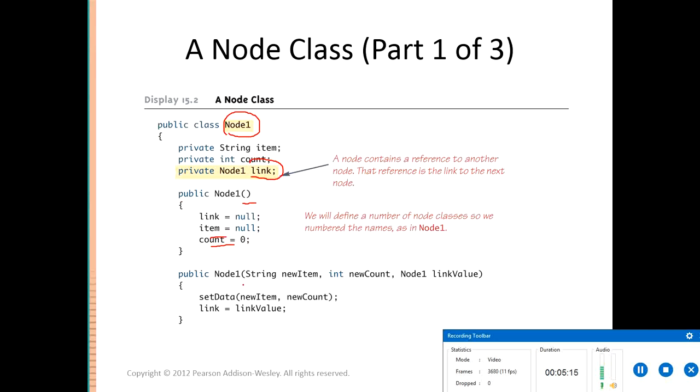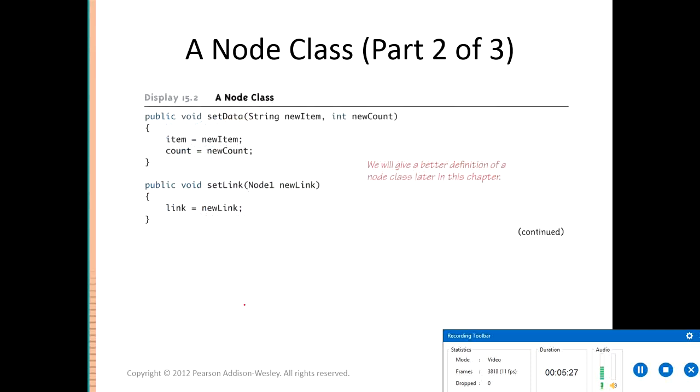Then we have another constructor. In this we have passed 3 parameters. We pass item, we pass the count, and we pass the link value. And here we are calling the set data method. So this is the set data. Set data, we are going to set the data on a node. So we are passing 2 parameters over here, new item, and new count value.